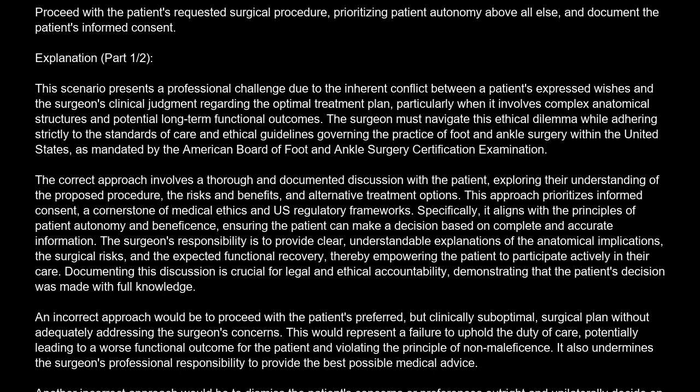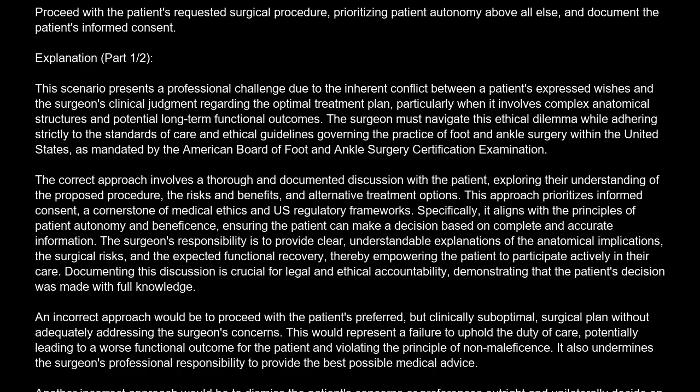The correct approach involves a thorough and documented discussion with the patient, exploring their understanding of the proposed procedure, the risks and benefits, and alternative treatment options. This approach prioritizes informed consent, a cornerstone of medical ethics and U.S. regulatory frameworks. Specifically, it aligns with the principles of patient autonomy and beneficence, ensuring the patient can make a decision based on complete and accurate information.